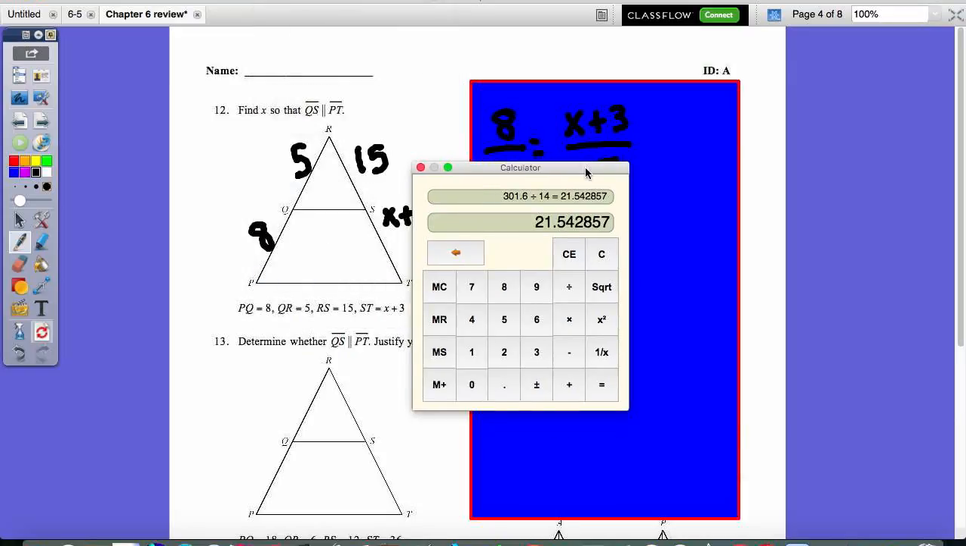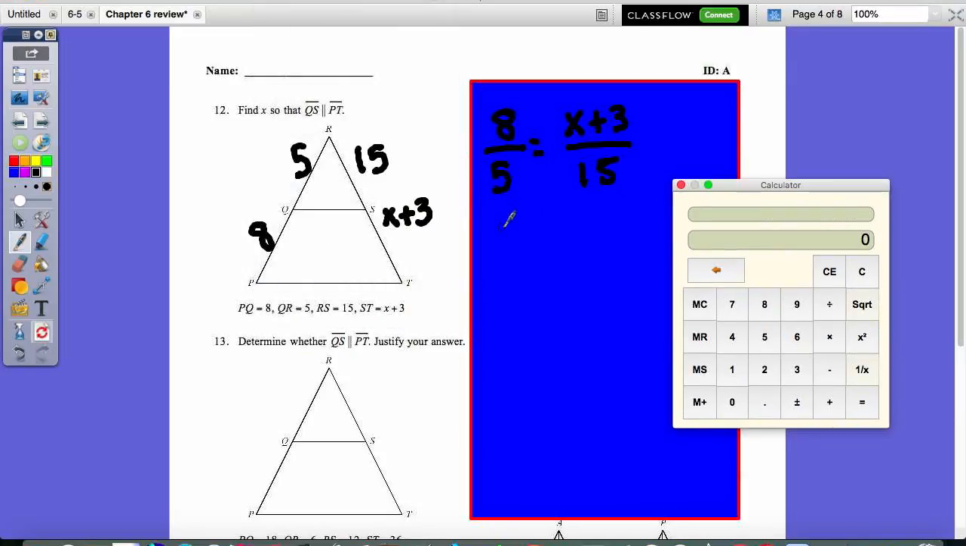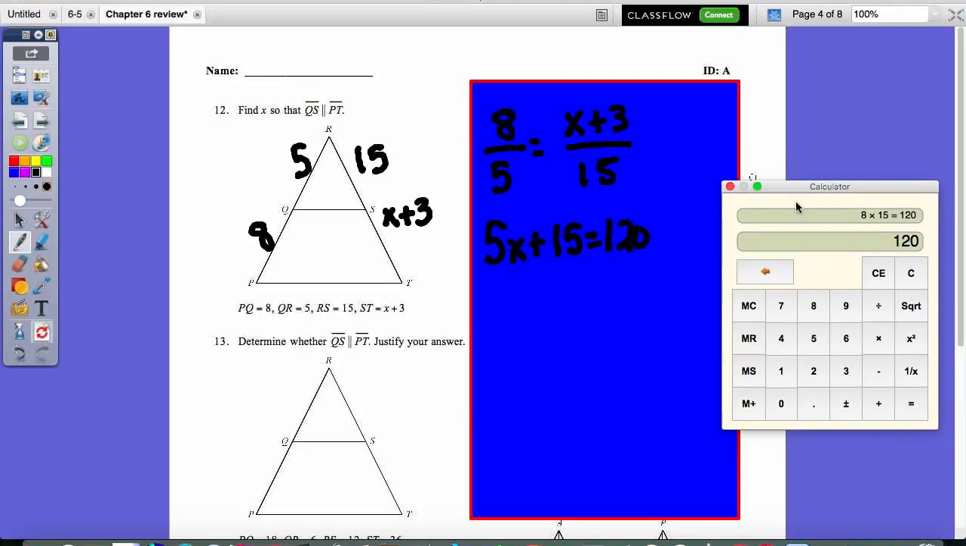So, get my calculator here. 5 times x is 5x. 5 times 3 is 15. 8 times 15 is 120. I'm going to subtract 15 from both sides. 5x equals 105. So 105 divided by 5 is 21. So for number 12, the answer is 21.